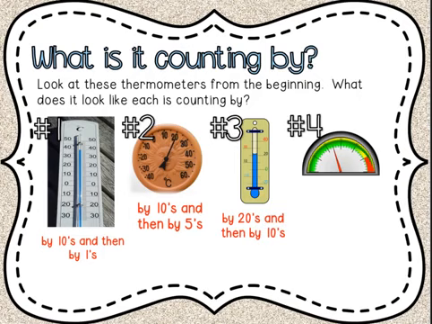Now, the temperature gauge on 4, it's a little too small to read, so I'll just tell you. Each one of our long lines are moving by tens, and there's 5 little lines in between to get to the next one. So the dashes are counting by 2.